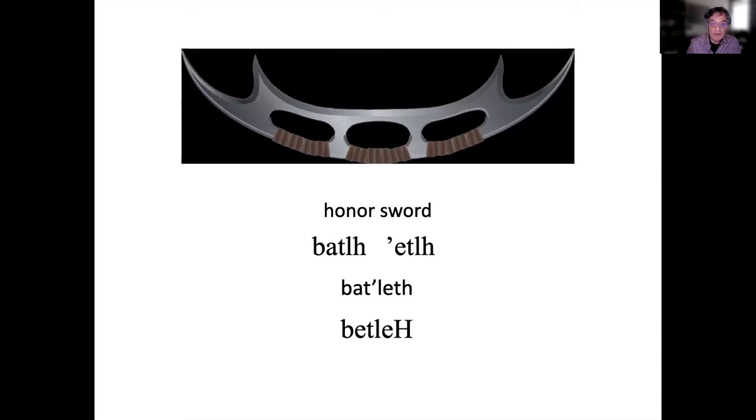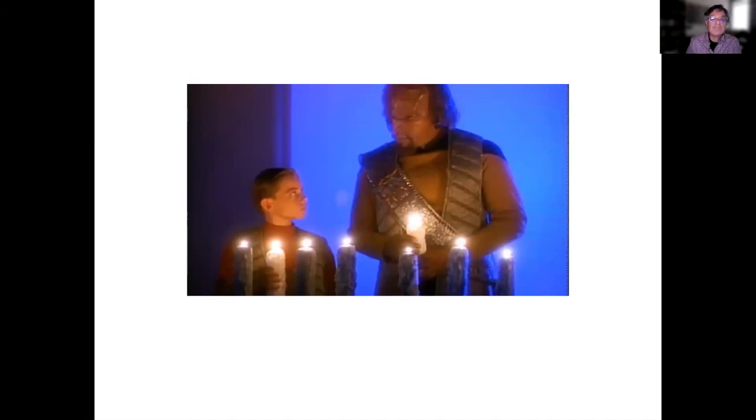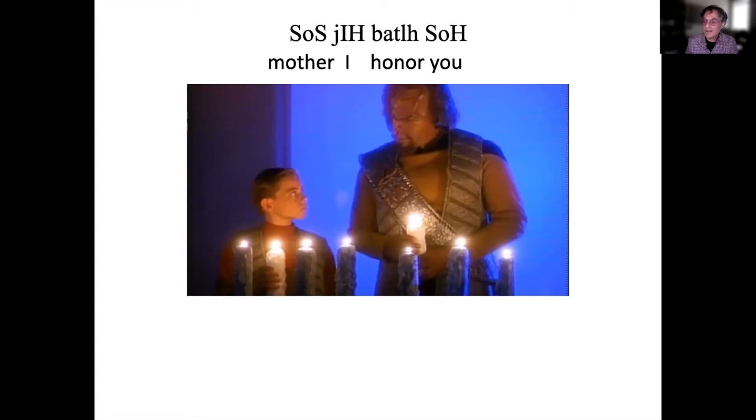They had fun with grammar as well. There's a scene where Worf and this kid are honoring their mothers. And so the writers looked up words so Worf would say an appropriate thing in this Klingon ceremony. And what he says is this, SoS jIH bat SoH. Which means literally, mother, I honor you. Those are those words, one for one.